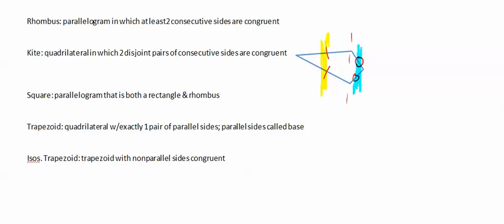Trapezoid, which is a quadrilateral with exactly one pair of parallel sides. The parallel sides are called bases. And lastly, we come to an isosceles trapezoid, a trapezoid where the non-parallel sides are congruent.